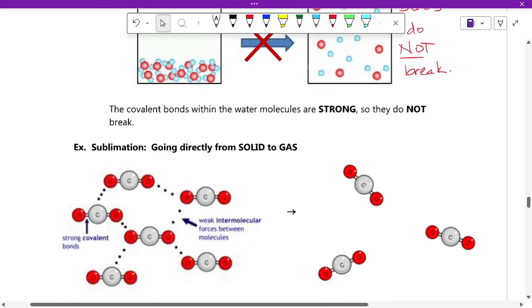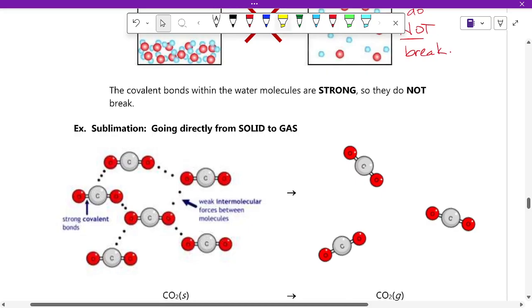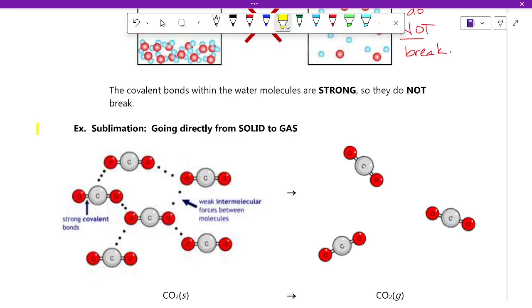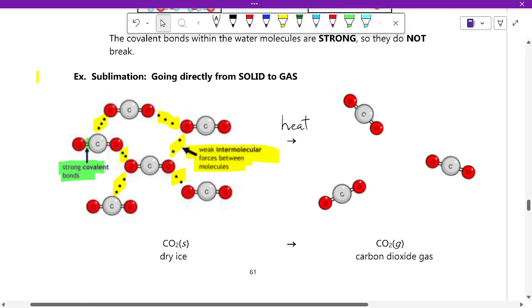And look, here is some sublimation. And again, here are our intermolecular forces. These are our weak intermolecular forces between the molecules. And these little lines in here, those are our strong covalent bonds. When we heat it, which ones break? The weak IMFs break and the strong covalent bonds do not break. And we go from CO2 solid to CO2 gas.